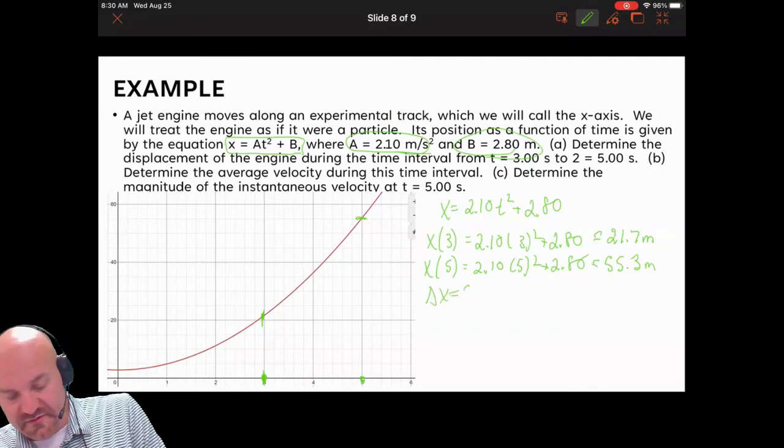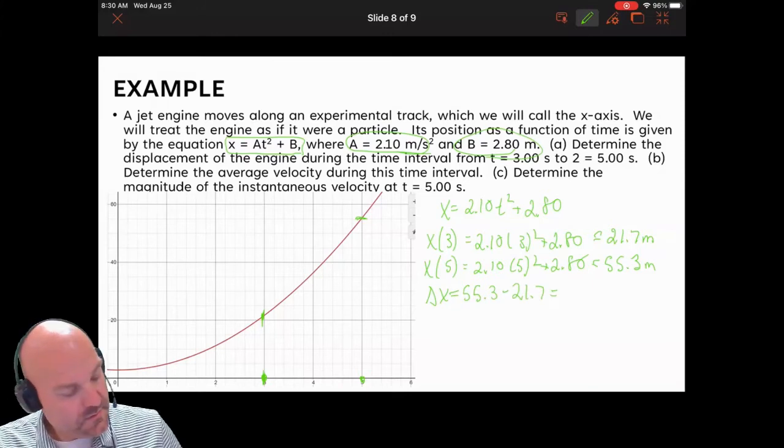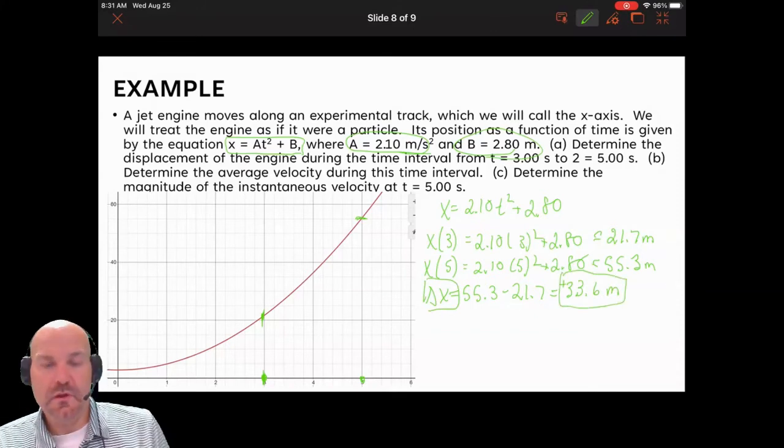So how do I find its displacement? Well, I'm going to do 55.3 minus 21.7. And so it tells me a displacement of 33.6 meters positive. So there's my answer to part A.